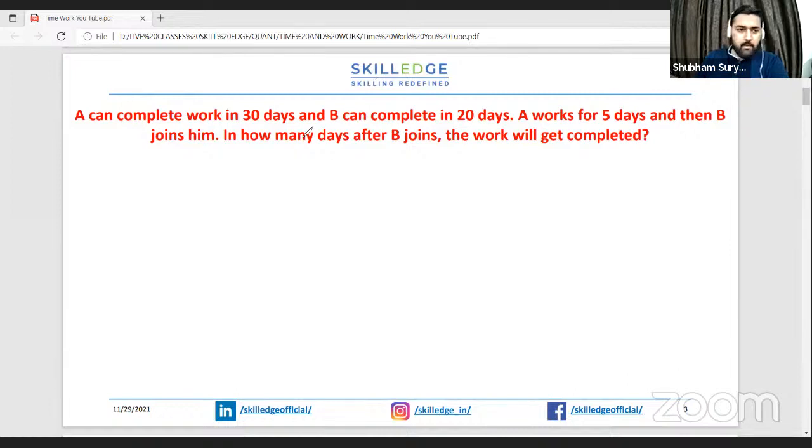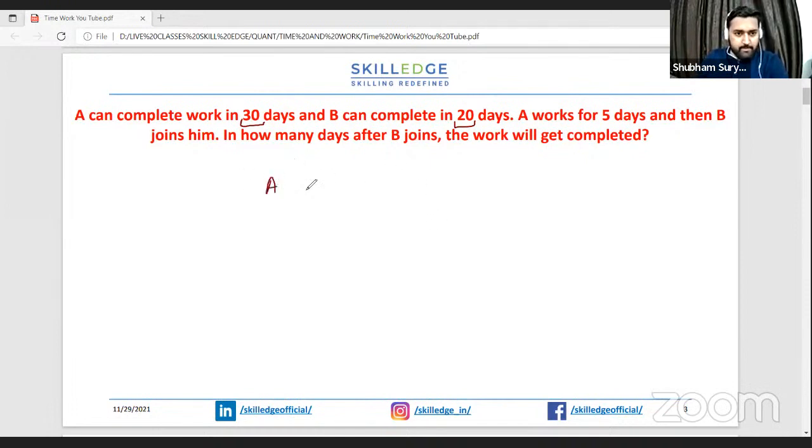Okay. Now A can complete a certain amount of work in 30 days, and B can complete a certain amount of work in 20 days. Again, we need to figure out the efficiency. For efficiency, we need the amount of work, which is not given in the question. So we can assume the work to be a multiple of both 20 and 30, guys.